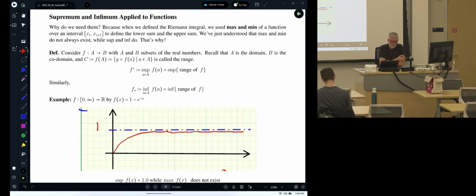And the way those notions are applied to functions is we work with the range of the function. So here, we're looking at all the values of the function as x is varying, and so the supremum would be 1. It's the least upper bound.